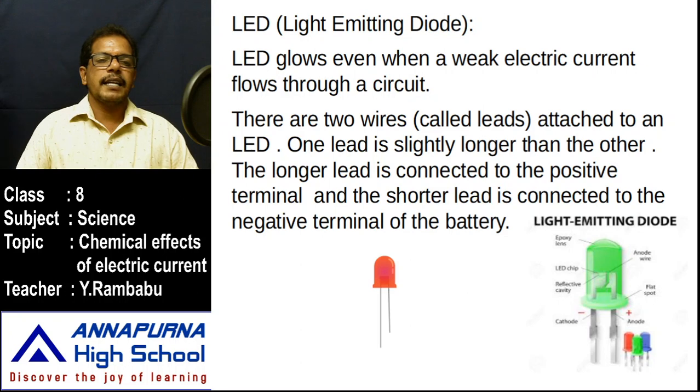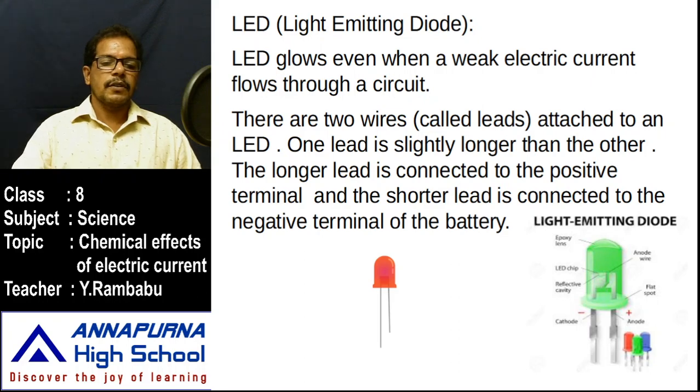If you observe this LED, two leads are attached to it. One is slightly longer than the other. While connecting this LED in the circuit, always connect the longer terminal to the positive terminal of the battery or power supply, and the shorter lead to the negative terminal of the battery. If we reverse it, it doesn't work. That's why we always have to connect the longer lead to the positive terminal and the shorter lead to the negative terminal.